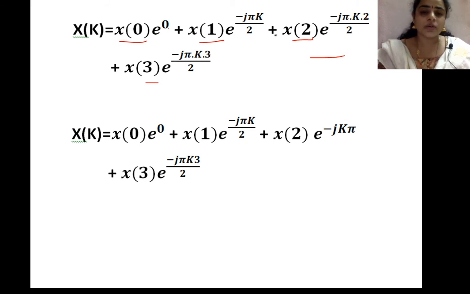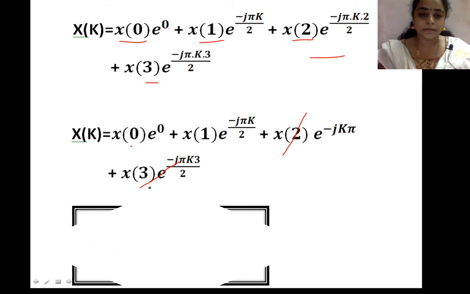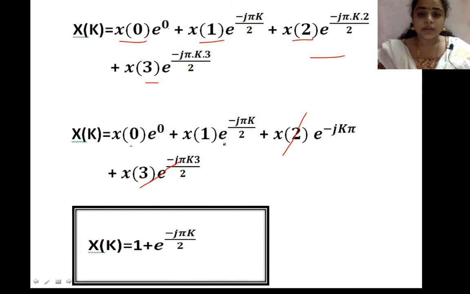So we know the formula, and we know the values for x of 0, x of 1, x of 2, x of 3. The input signal is 1, 1, 0, 0, so x of 2 and x of 3 are zeros and those two terms will be 0. If you substitute x of 0 equal to 1 and x of 1 equal to 1, this is 1 into 1 plus 1 into e power minus j pi k by 2. This is our final simplified version of x of k.